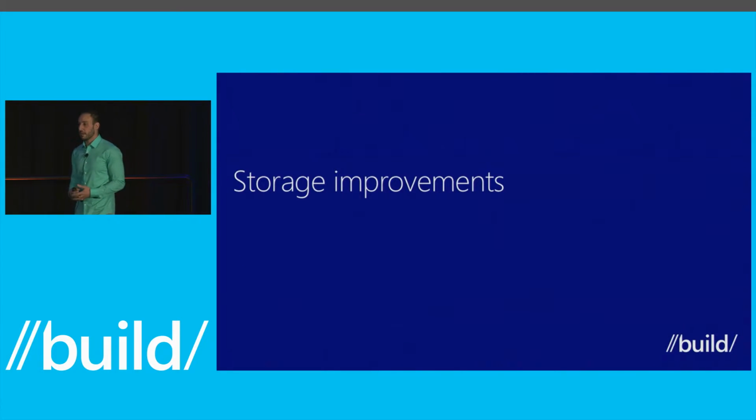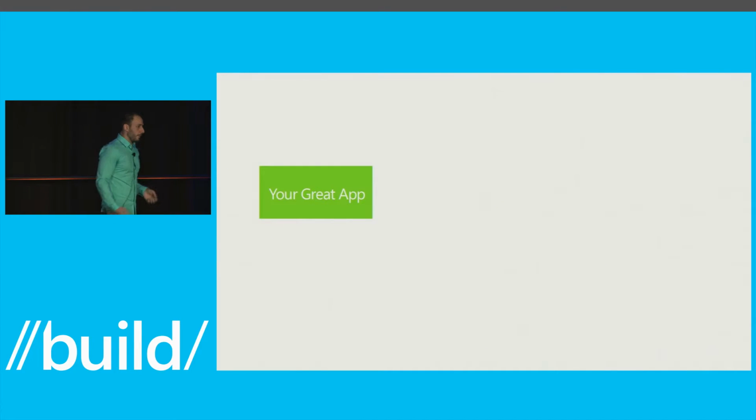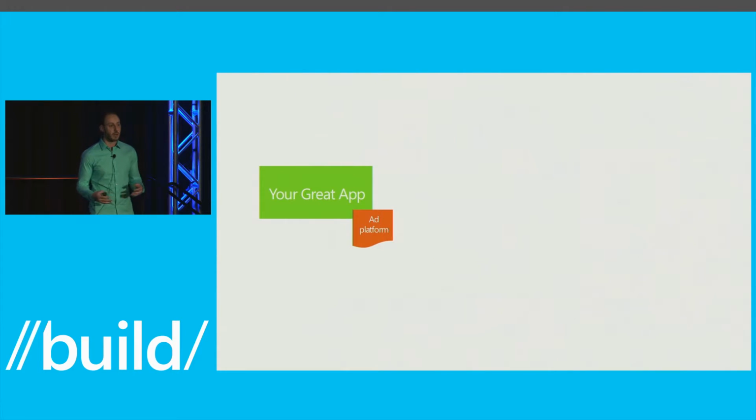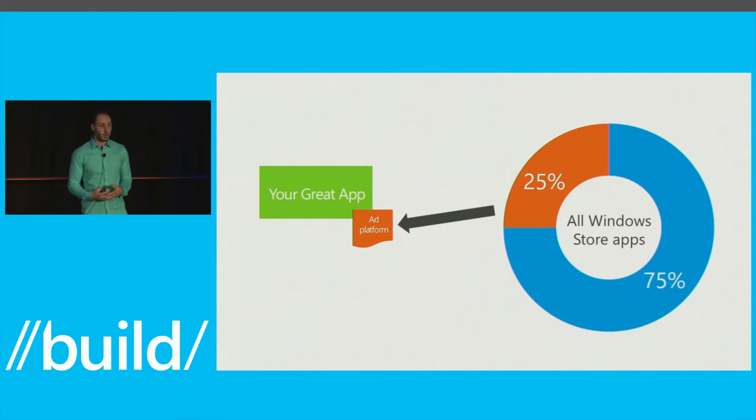So we did some data analysis, and what we found was pretty interesting. On a given user's machine, let's say this is your store application. Oftentimes, a lot of the applications that folks are developing will use something like an ad platform, a UI framework, some common runtime or library, etc. The analysis showed that on average, about 25% of all the other apps on that same system had that same exact file.